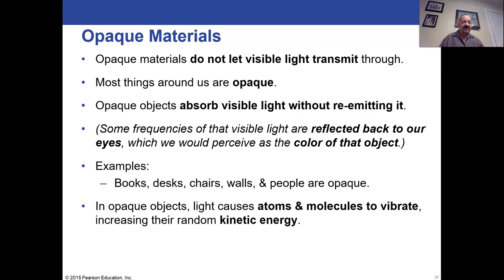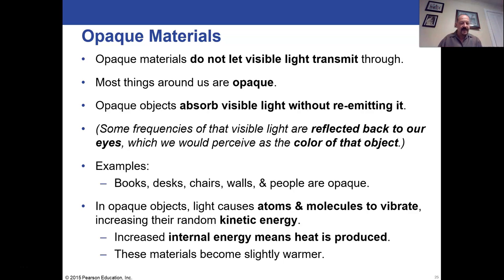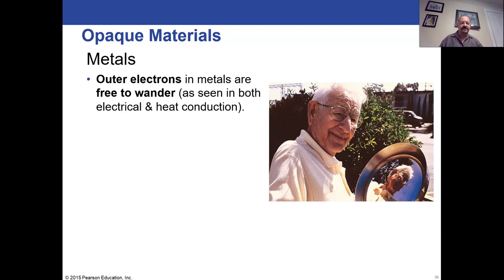So in opaque objects, light causes the atoms and the molecules to vibrate. Remember, vibration means kinetic energy. It's moving, and kinetic energy is just adding to the internal energy of the object. And internal energy is just another way of saying heat, the heat of the object. So it'll actually feel warmer to the touch. So let's talk a little bit about metals. Metals are opaque. You can't see through them. Light doesn't go through. Some light is absorbed, but a lot of light is reflected.